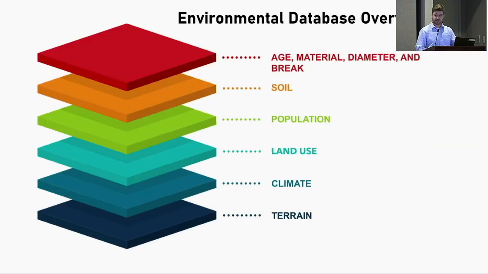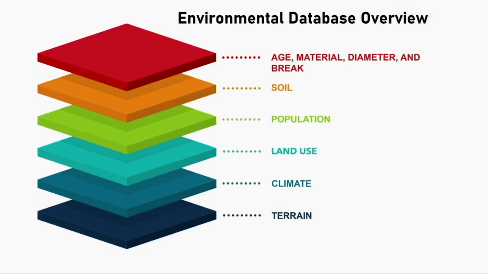So let's talk about data parameters first. The only thing required by the utility to make this work is age, material type, diameter, obviously the location of the pipe, and then your break history. Those are the key parameters that you're going to need. The rest of what you see here has already been curated by Fracta.